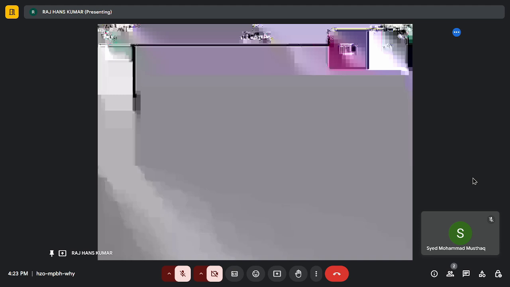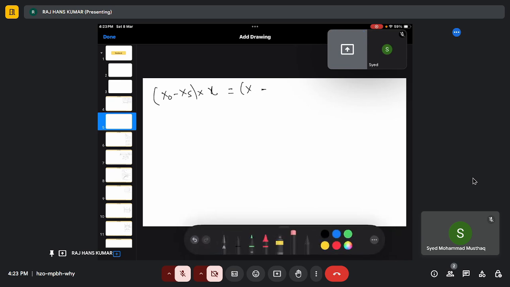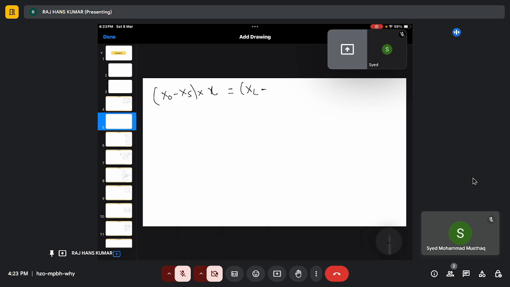cross x. That will be equal to X naught minus, or you can say XL minus X naught times L minus x.